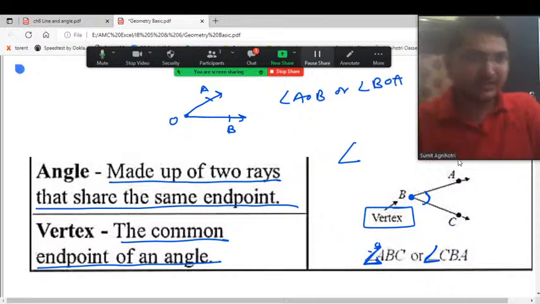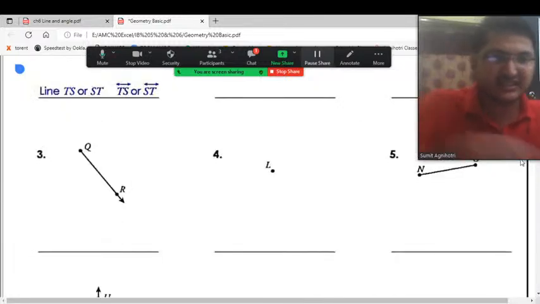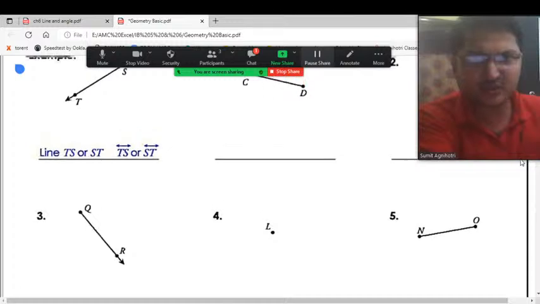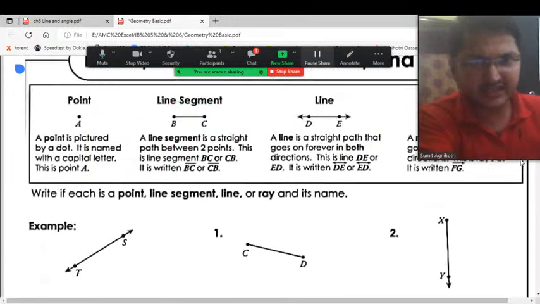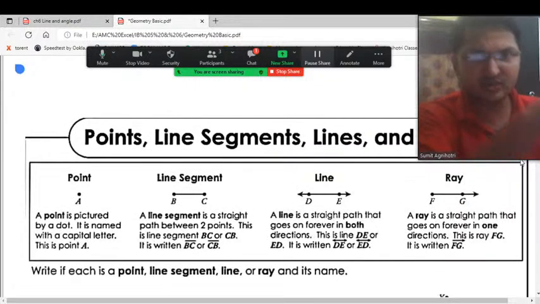Okay, similarly I have presented here, you can just observe. All right, clear with this? After this I have just presented some definitions to quickly recall these concepts of point, line, line segment and rays. You can just go through it quickly.